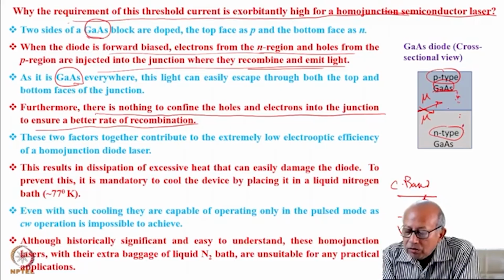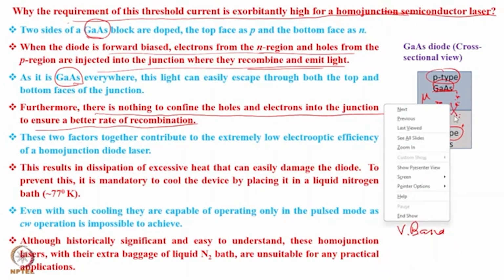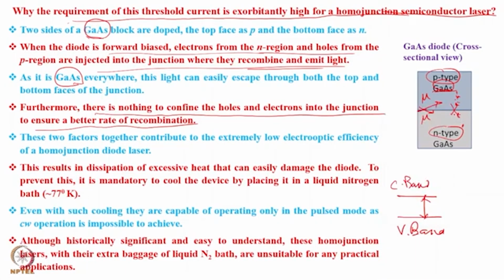Therefore, the electrons from this side can easily cross onto the other side, and holes from this side can also cross into this side. Only if an electron happens to find a hole after dropping back will they recombine. Many such free carriers, electrons and holes, will just move into the other side, and only a small fraction of them will eventually recombine, because there is nothing to confine them within the vicinity of the junction.